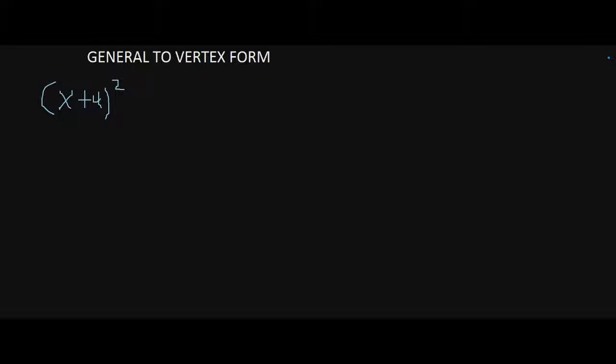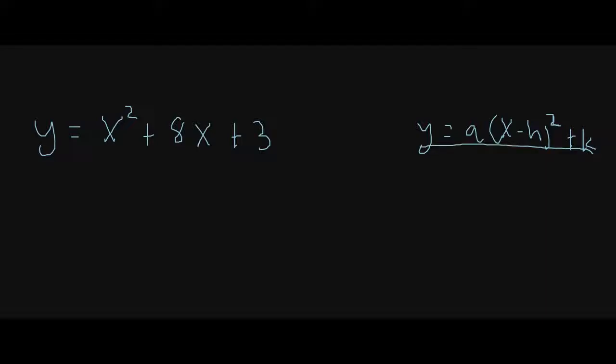So we got (x + 4) squared right here in this problem. If I want to learn how to go from general to vertex, for example, let's say y is equal to x squared plus 8x plus 3. Let's say I want to convert this to vertex form, and vertex form looks something like this: a(x - h) squared plus k. So we want to change this general form to look like this. This is the standard form for vertex.